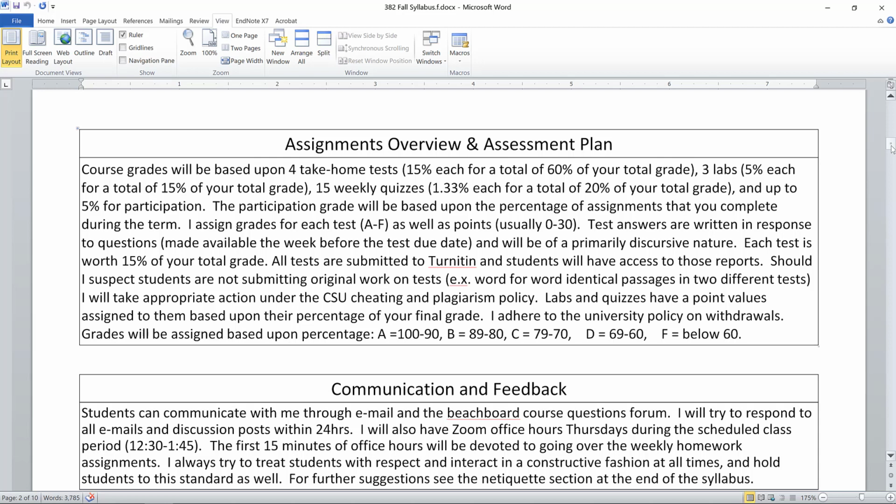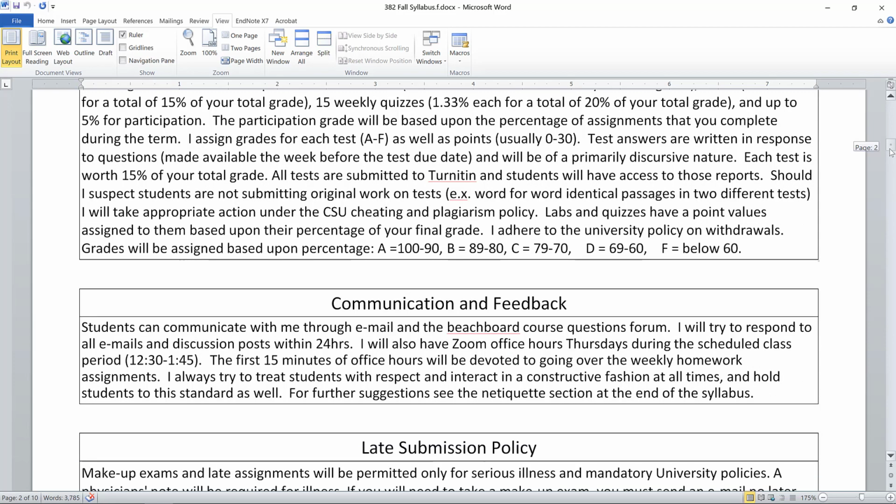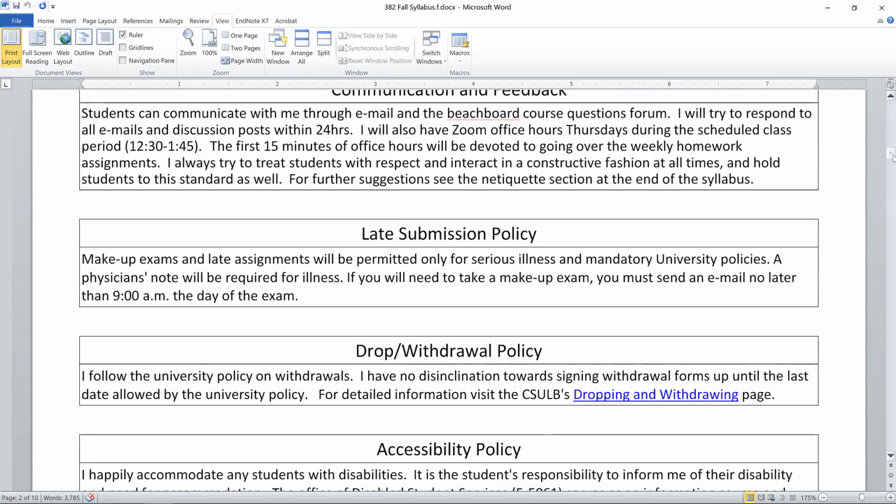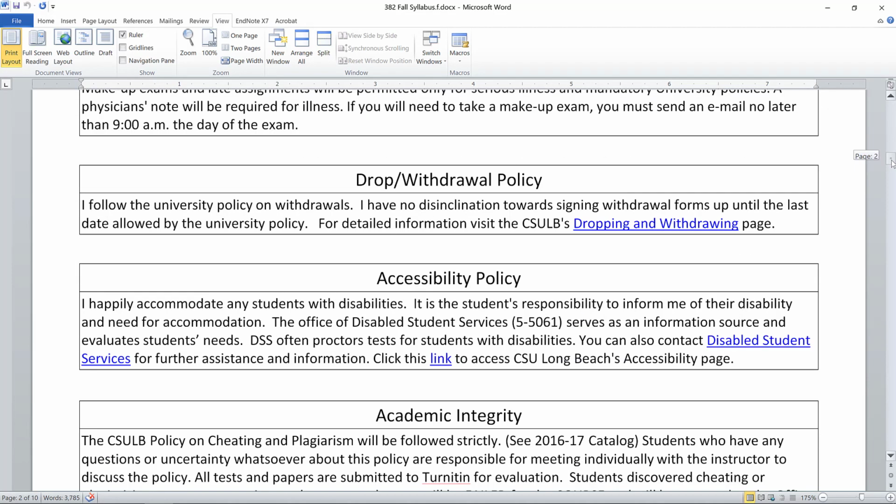And again, even if you don't do well on some particular assignment, there are these extra credit assignments that allow you to earn points to get applied to the raw scores of some of your assignments, and that can raise those up. The usual communication, late submission, drop add policies, and accessibility policies are all part of the syllabus and part of the class. And I would note that I happily accommodate any students with disabilities, but it is a student's responsibility to inform me of their disability and their need for accommodation.